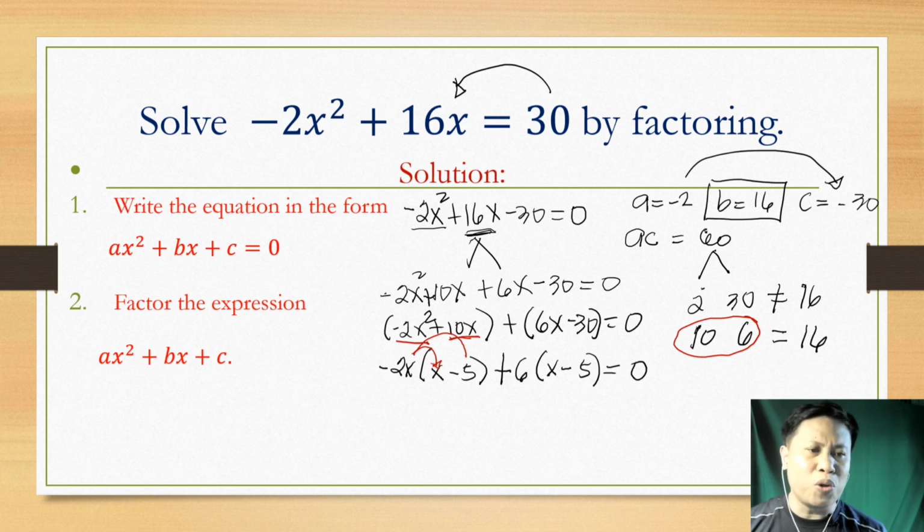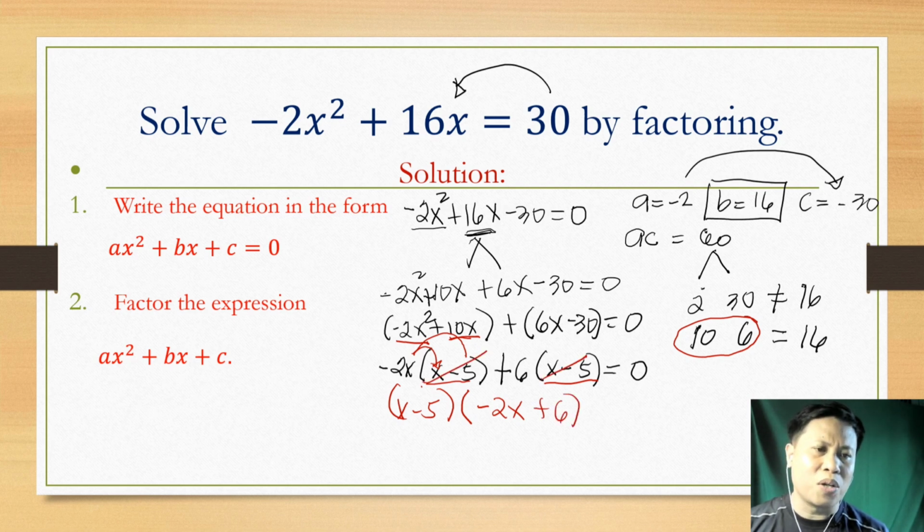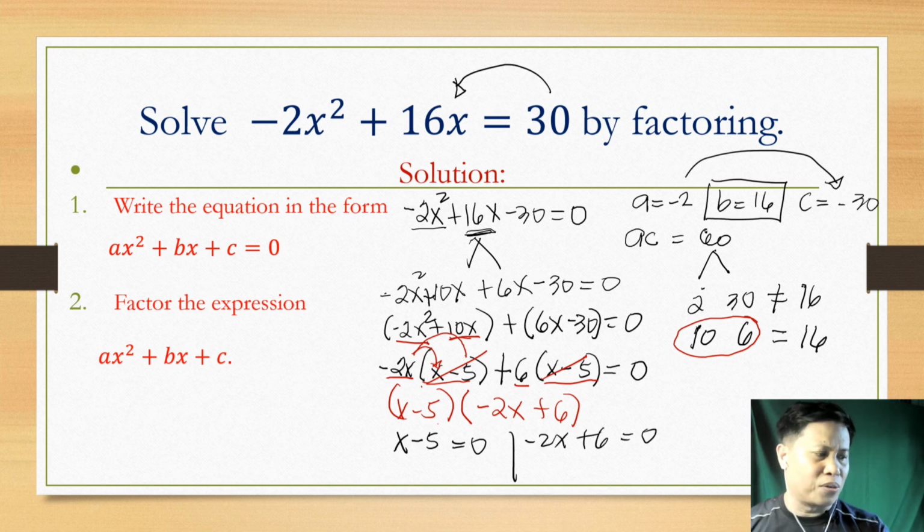Okay? So if you will observe, the result has a common factor, x minus 5. We have to factor out this x minus 5 times negative 2x plus 6. So we factor this out, and we just write x minus 5, then what remains is negative 2x and positive 6. Then equate each factor to 0: x minus 5 equals 0, and negative 2x plus 6 equals 0. Okay?